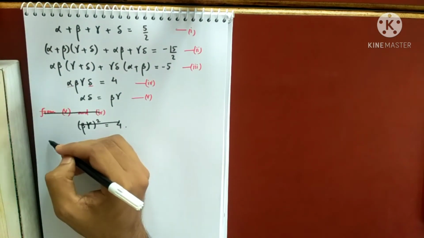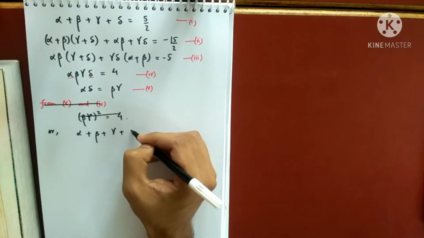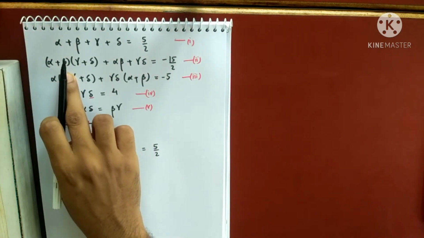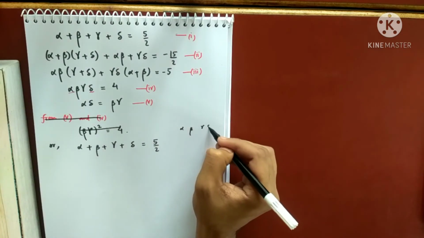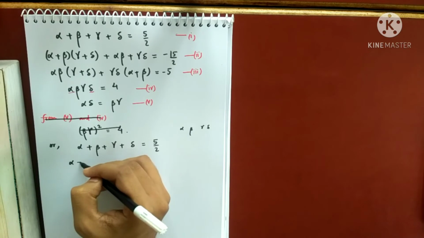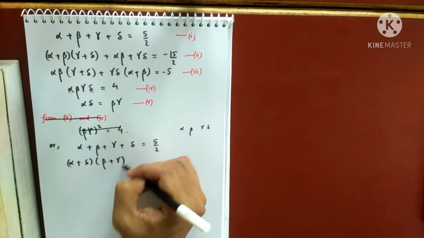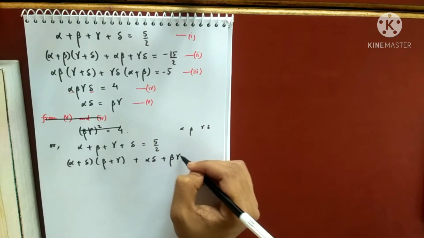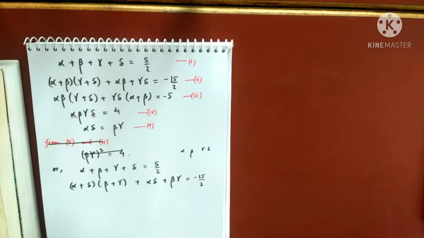Let us write the equations like this: alpha plus beta plus gamma plus delta, this is nothing but 5 by 2. The second one we write like this. You have to write two distinct roots: alpha, beta, gamma, delta. So I'll take here alpha plus delta into beta plus gamma, and then alpha delta plus beta gamma. This is minus 15 by 2. These two are exactly the same. If you multiply and check, that will give you the same result.